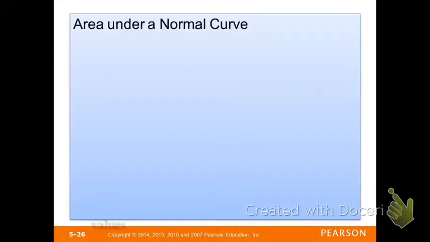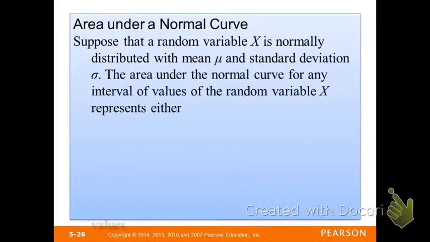All right, so let's move on. The area under a normal curve. Let's suppose that a random variable x, what could this random variable x be? It could be heights, like we just looked at. It could be IQ, like we've been talking about. Suppose that the random variable is normally distributed with a mean of mu and a standard deviation of sigma. The area under the normal curve for any interval of values of the random variable x represents one of two things. There's two ways we can interpret it, okay?